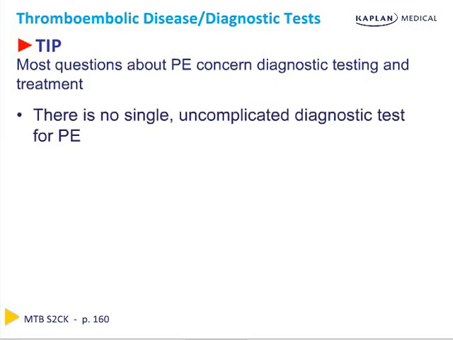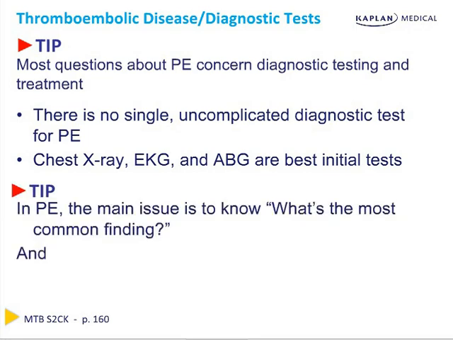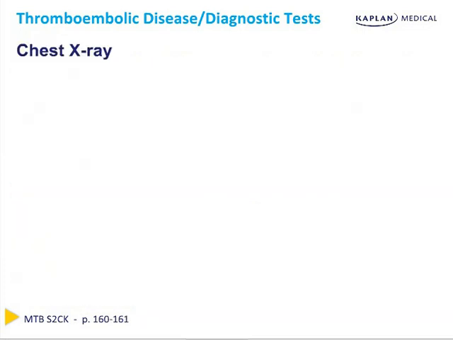Truthfully, there is no single uncomplicated diagnostic test for a PE. Chest X-ray, EKG, and ABG are the correct answers for the best initial tests. However, none of these are extremely accurate. Remember, in PE, the main issue is to realize what's the most common finding and what's the most common abnormality when there is an abnormality. Let us help to answer this question.